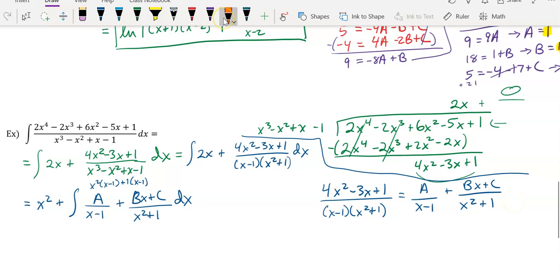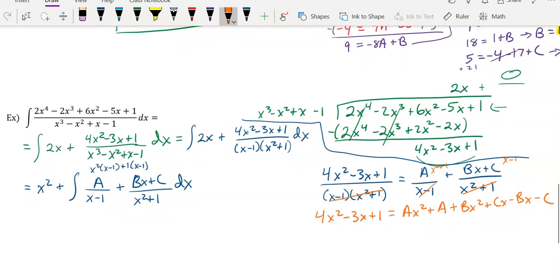Okay, so then when I multiply by both denominator terms, this will cancel out on the left. So 4x squared minus 3x plus 1. Over here, the x minus 1 cancels, and I need to multiply by x squared plus 1. So I get ax squared plus 1a. And then here, the x squared plus 1 cancels, and I'm multiplying by x minus 1. So I multiply that, and I get bx squared plus cx minus bx minus c.